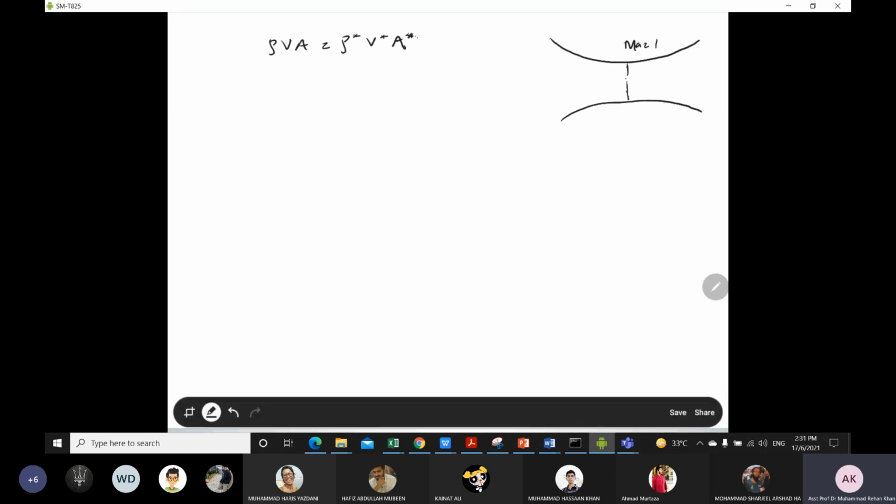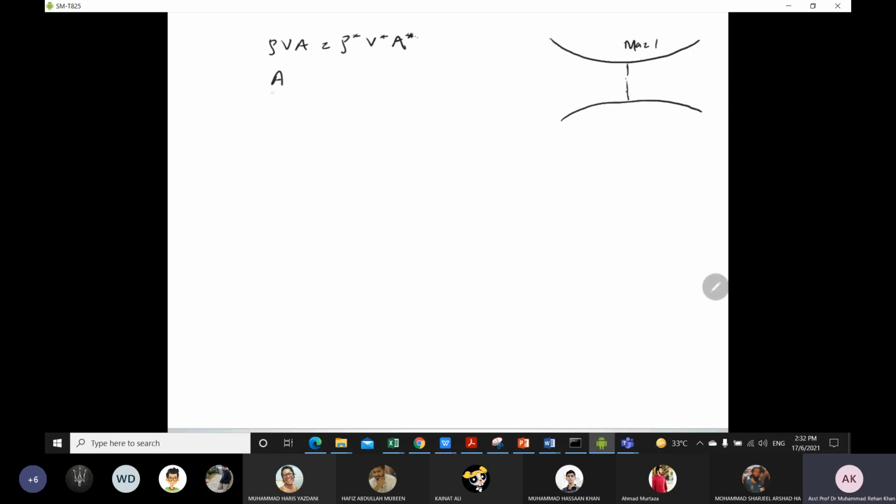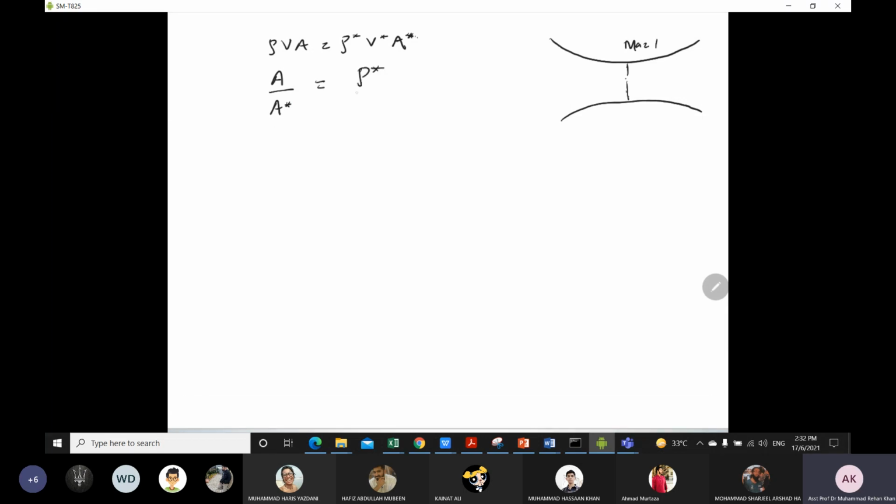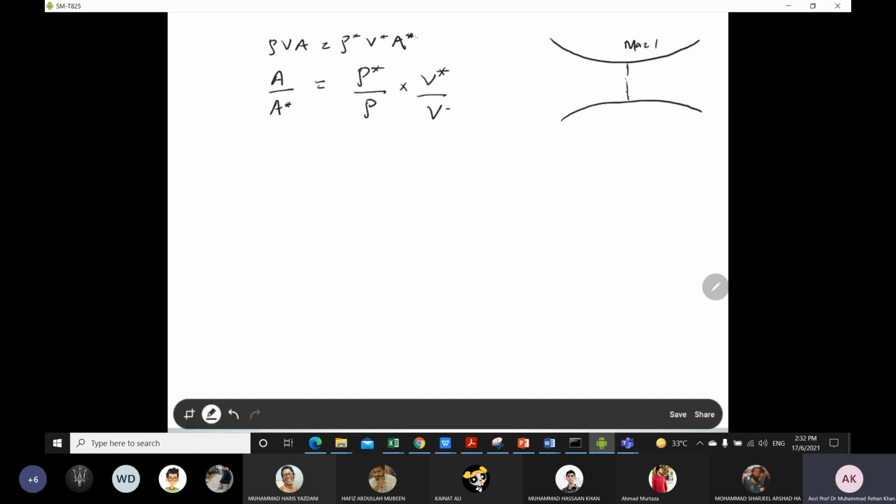Okay, so you already know rho V A, so rho is density, velocity and area at any point in this converging diverging nozzle, and rho star V star A star is at the throat area. So we just have to balance the mass flow rate. Okay, from this relation we can easily figure out that area by A star is equal to rho star divided by rho into V star divided by V.